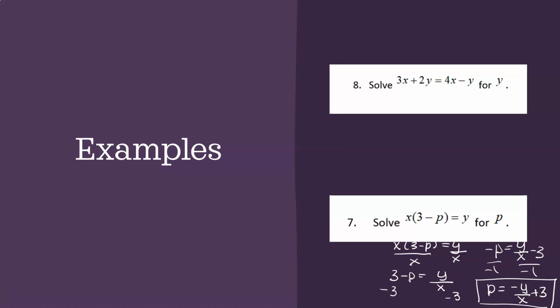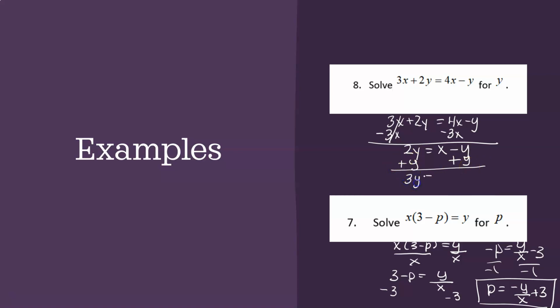Okay, last one. 3x plus 2y equals 4x minus y. Okay, so let's combine our like terms. So I'm going to move those x's over to the right. You could go to the left too. You'd still get to the same place. So I have 2y equals x minus y. I'm going to add y over here. So I have 3y equals x.